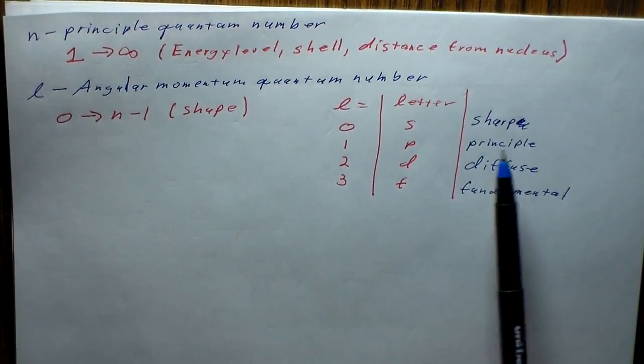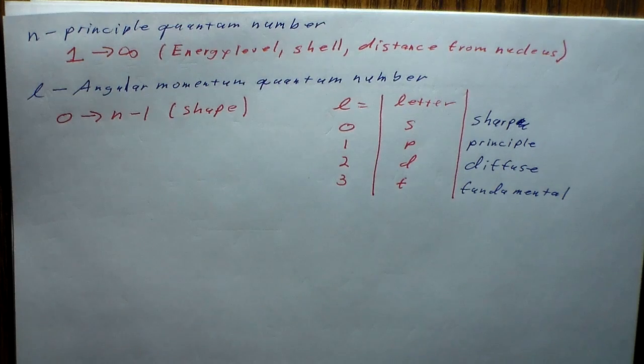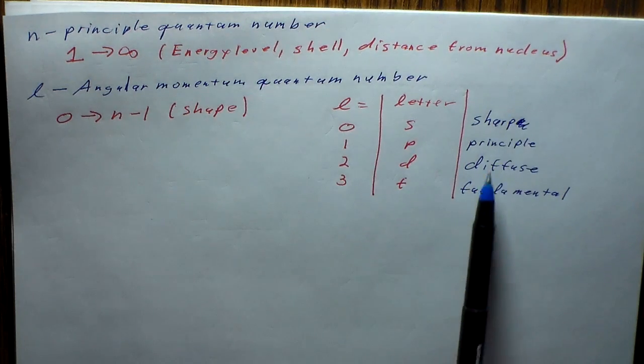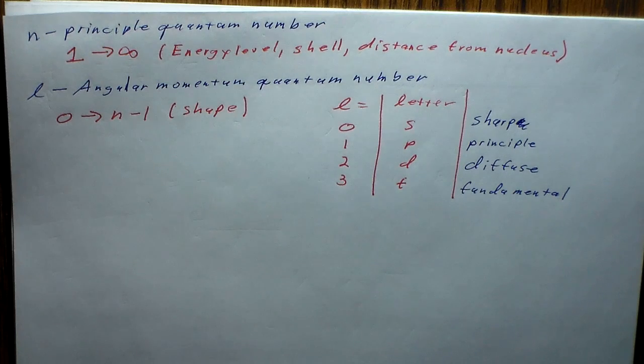Now, even though these are called sharp, principal, diffuse, and fundamental, you may ask, does that mean that transitions from or to these orbitals have certain characteristics of being sharp or diffuse? No. Again, it's just for historical reasons. We can't say with any certainty how the actual transitions will look just because they happen to be coming from these particular levels. So there's no correlation between the s, p, d, and f and this kind of description of the lines. It's purely for historical reasons.